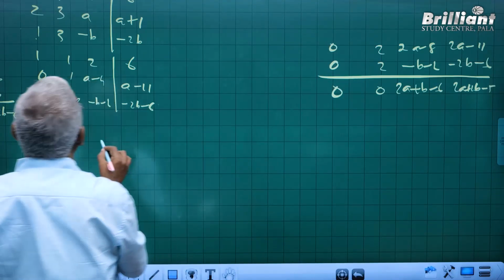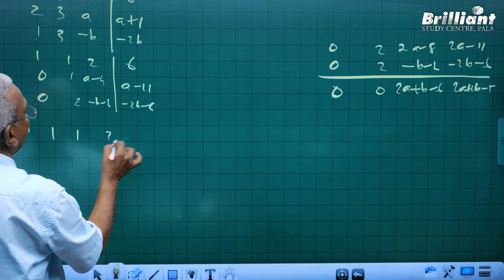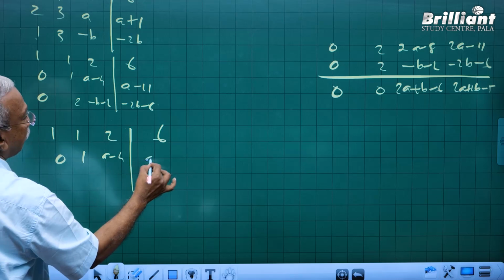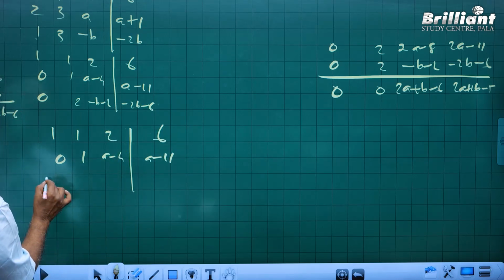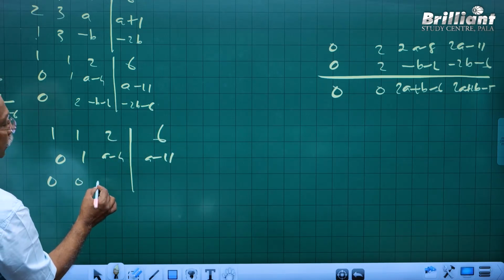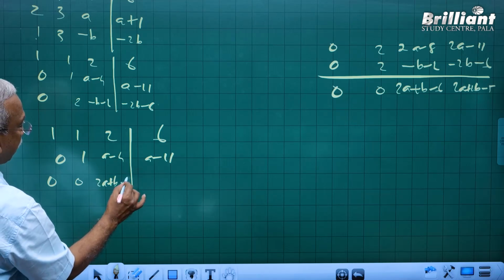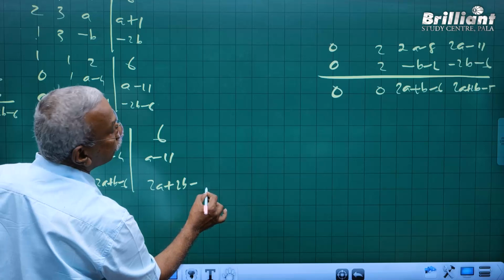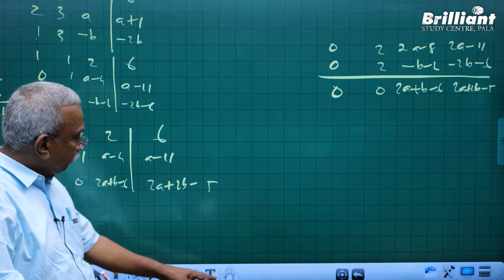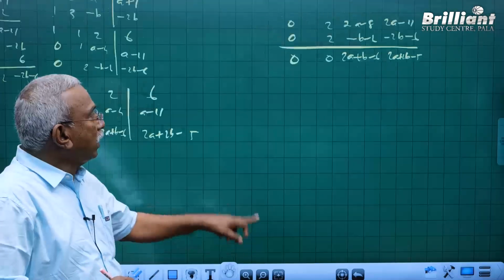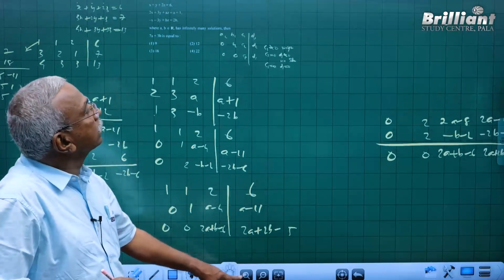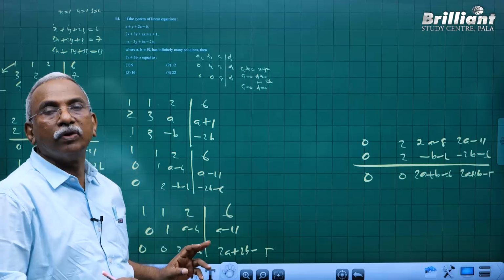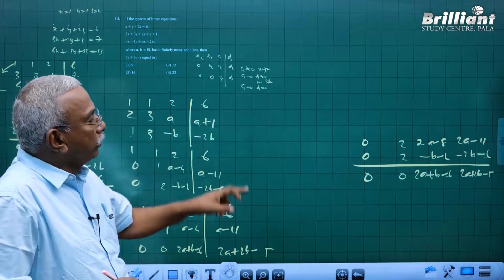So you have the form 1, 1, 2, 6, and the second is 0, 1, a minus 4, a minus 11, and the last is 0, 0, 2a plus b minus 6 and 2a plus 2b minus 5. Look at this. You have a determinant. Then what is our information? This type of question is common. You want to find infinitely many solutions. For infinitely many solutions, what is the condition we told? Both of them are 0. That means these two are 0.